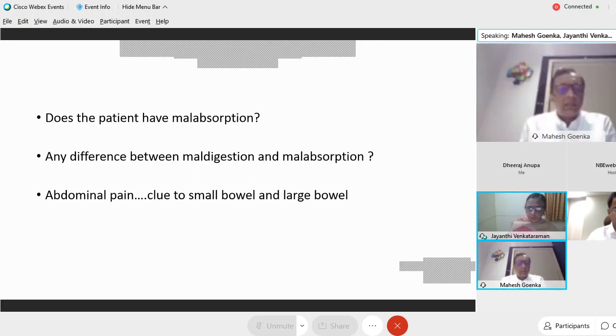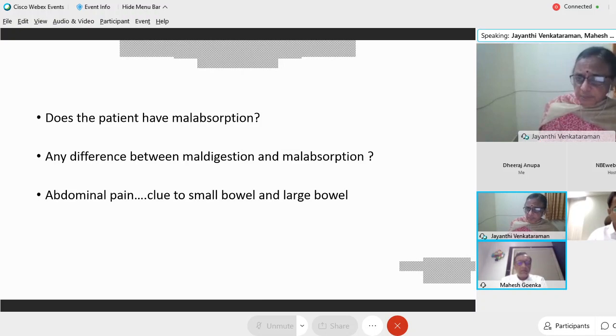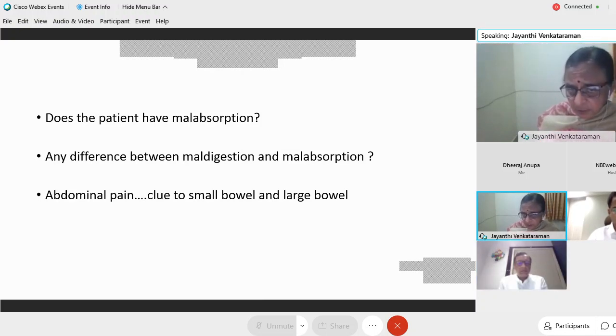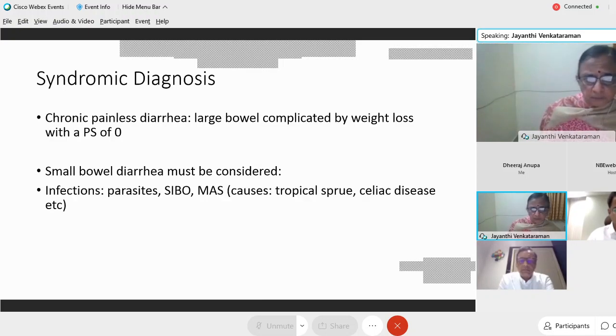Does the patient have malabsorption? No. What's the difference between maldigestion and malabsorption? These are the things that you should know. In maldigestion, the weight loss is more severe, because the basic components of the products that you eat, the fat, carbohydrate, protein, are not digested. These are some of the vital questions. And always remember, abdominal pain is something that you should always start with. Painless diarrhea versus painful diarrhea. Okay, so we just move on.